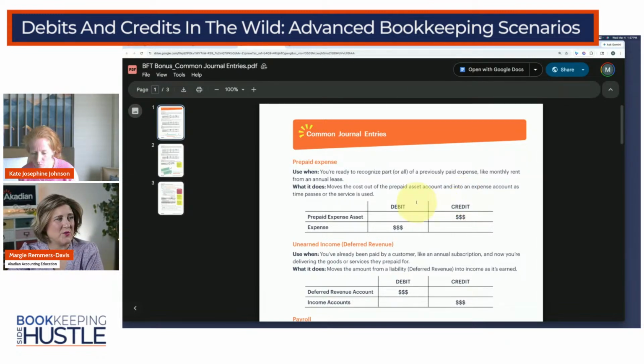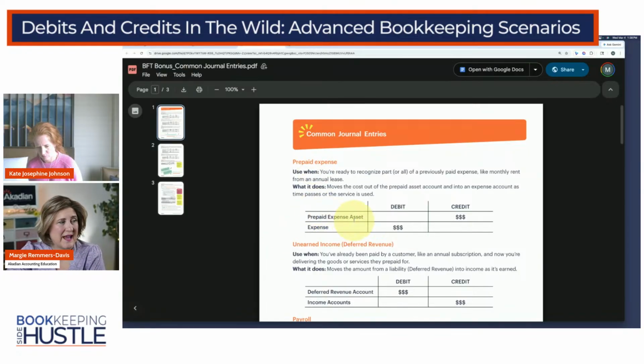So what I've given you on this handout is when you would use it, what to do, and how to remember what the debits and credits are. Okay, we just talked about prepaid expenses. You would use this when you're ready to recognize part or all of a previously paid expense, like monthly rent from an annual lease, or a subscription spread out over its length. So you're going to credit the asset and debit the expense.